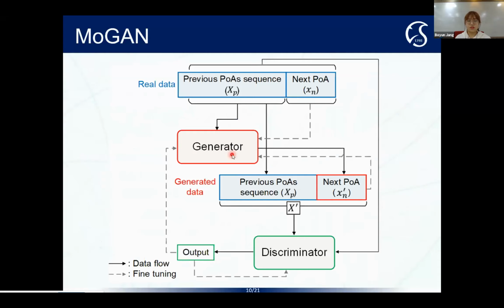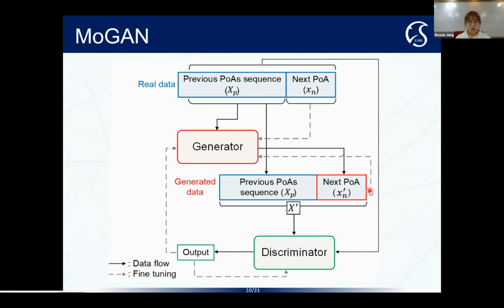This is the overall structure of MoGAN. Purpose of MoGAN is to predict the next point based on the information from previous POA sequences. So first, divide the whole sequence X into previous sequences and the next point to predict. Input of generator is the previous sequence, and it generates the generated next point.